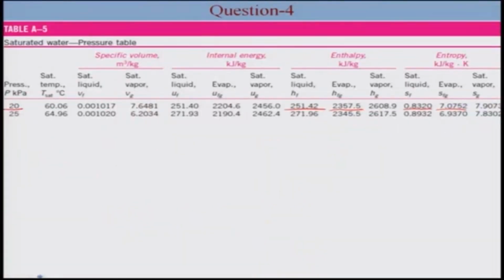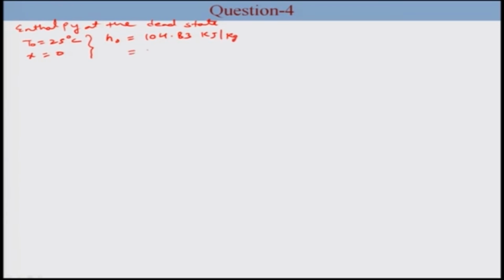Calculating the enthalpy at the dead state, T0 is equal to 25 degrees Celsius and x is equal to 0. So from the table, h0 is equal to 104.83 kilojoule per kg, and this is equal to hf. So this value is hf at 25 degrees Celsius.